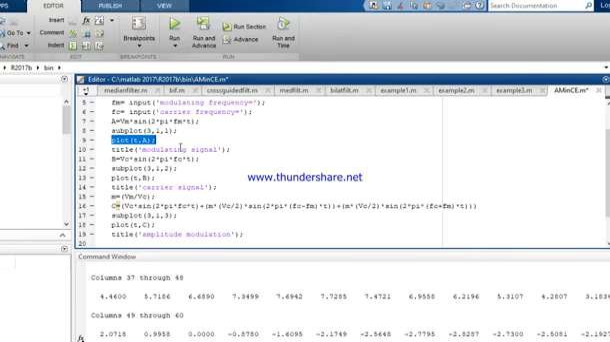Now we are going to generate another output. This output we can title as modulating signal. That is our first output we are going to generate as a figure, and we can put the title as modulating signal.